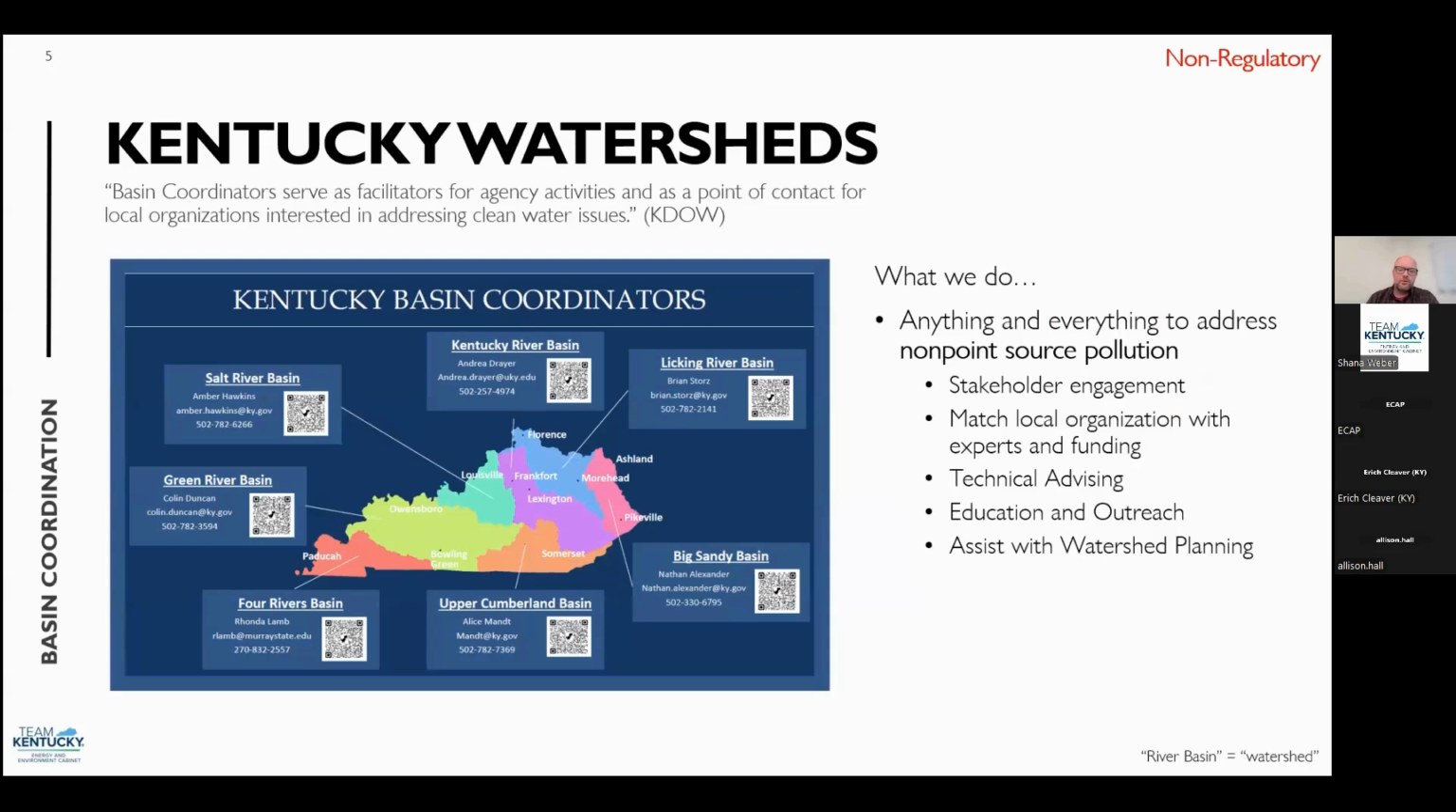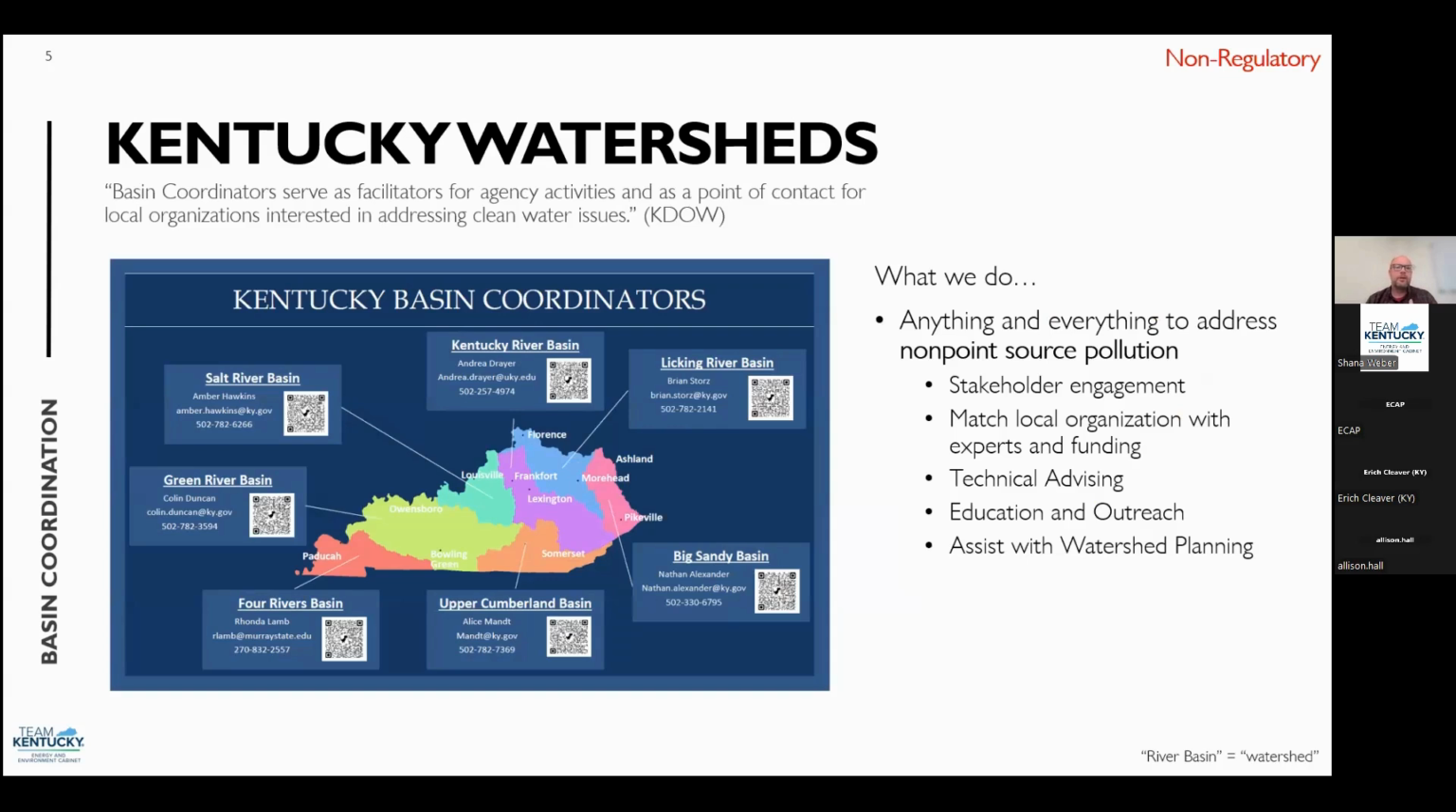This map shows the major river basins in Kentucky. Like I said, the Big Sandy is the far eastern part of the state. That's a HUC 8. There are 7 total river basins in the state. Each of them has a basin coordinator like myself.